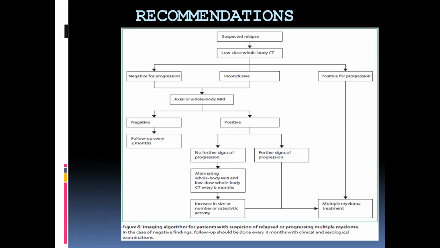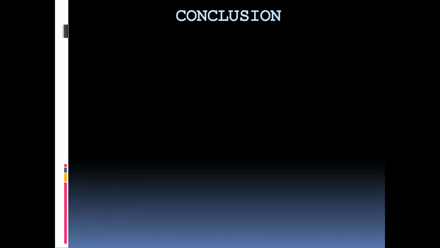Se você está suspeitando, você faz uma CT de corpo inteiro. Se foi positiva, vai para o tratamento como mieloma múltiplo. Se foi negativo ou inconclusivo, faz uma ressonância magnética. Aqui a diferença é que você não avalia focos, você avalia só progressão. Então, se houve progressão em número, tamanho ou atividade das lesões osteolíticas, você trata como mieloma múltiplo. Negativo, seguimento, mas aqui é 3 meses, cuidado. Se você está suspeitando de uma recidiva, o paciente já teve a doença, diagnóstico, tratamento. Então, o acompanhamento tem que ser mais próximo, de 3 meses.